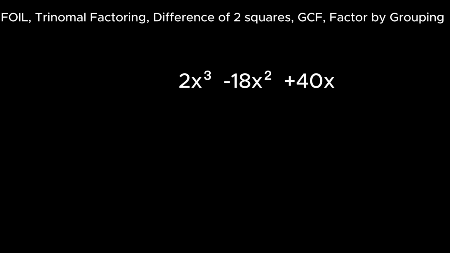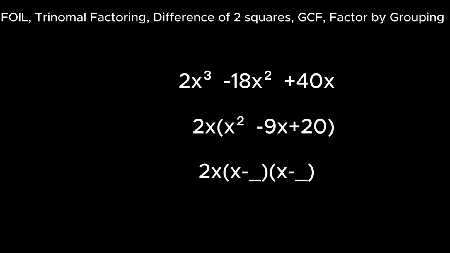So, you get 2x times what times 2x is 2x to the third? X squared. What times 2x is negative 18x squared? Negative 9x. And what times 2x is 40x? 20. So your equation is 2x times x squared minus 9x plus 20.